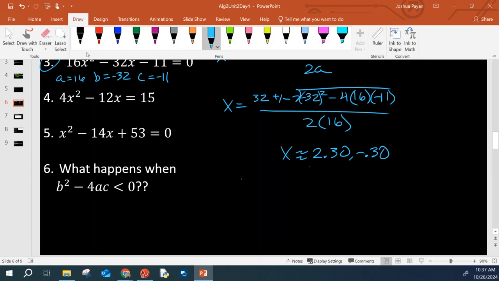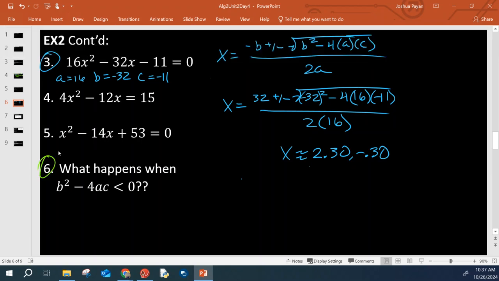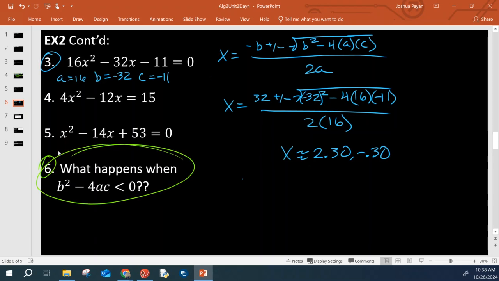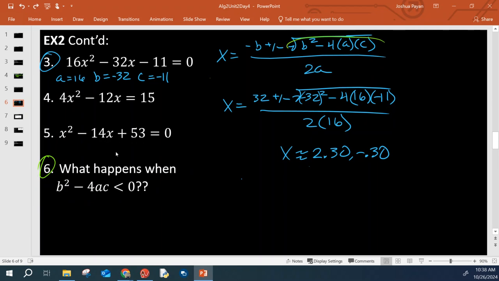I am going to talk about this number 6 on here, though. So the quadratic formula is really easy to use. I don't think I need to go into too much more depth on how to use it. It's really straightforward. But we do need to talk about this. What happens whenever this part right here, this is called the discriminant, and I'm going to do another separate video over this discriminant. But anyway, what happens whenever the discriminant, b squared minus 4ac, is less than 0?